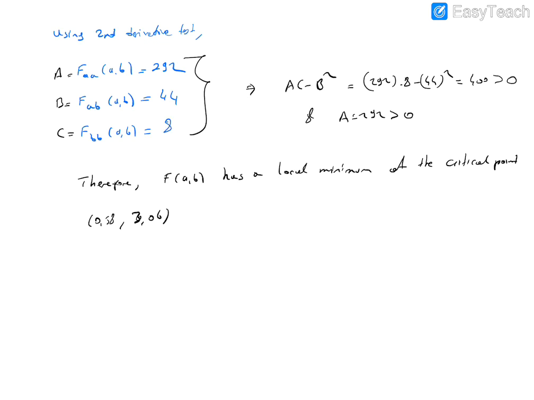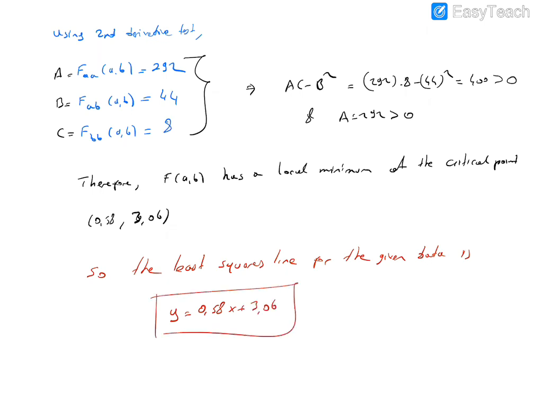And as a result, we can say that the least squares line for the given data is y equals 0.58 x plus 3.06, okay? So this is the linear regression formula, okay? This is linear regression.